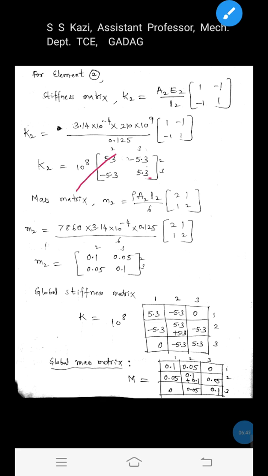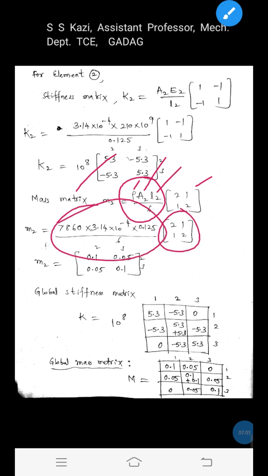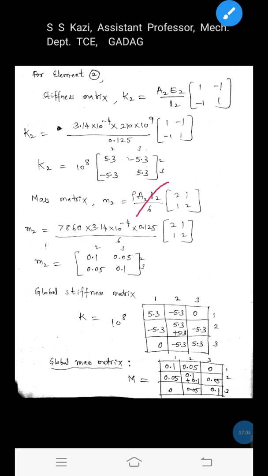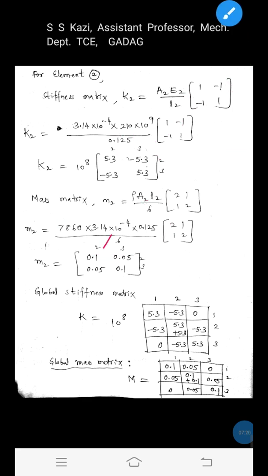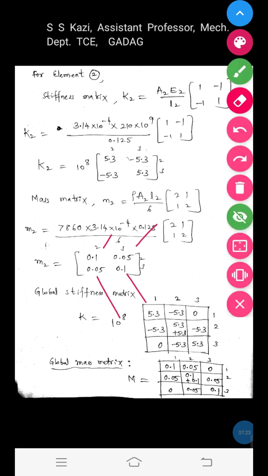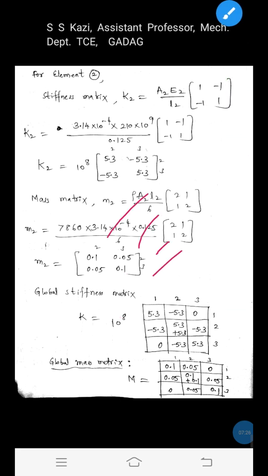Next, mass matrix you find again the same for element 2, rho AL by 6 times 2 1 1 2. You substitute mass density rho, area of the element 2, and length of the element 2 here, and by calculating this ratio rho AL by 6 for element 2, we got 0.05. Same ratio we got because we have the same properties as element 1 for element 2 also. We will get the same mass matrix for element 2 also, that is 0.1, 0.05, 0.05, 0.1. But you write the DOF numbers for element 2: 2, 3, 2, 3.